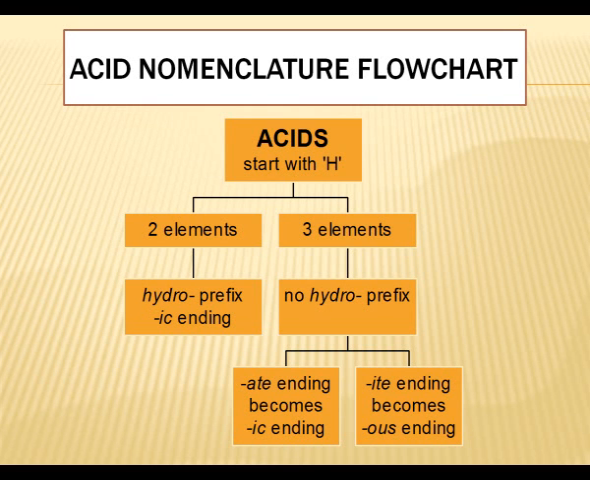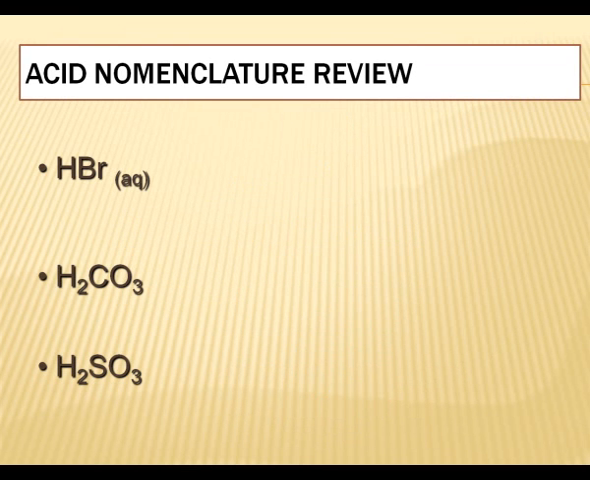If you have an H and there are only two elements, one of them being hydrogen, you clearly will have a hydro prefix and an ic ending. If there are three elements present, you won't have the hydro in almost all cases. And if you look at the anion, if it ends in ATE, you have the ic ending, ITE becomes the ous. Well, some examples will help.